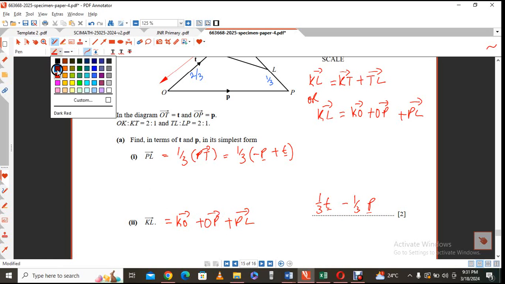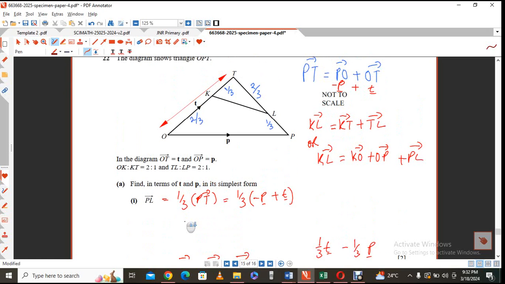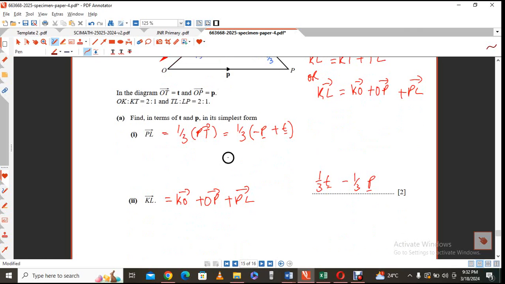So looking at my diagram, what is KL? Now, let's go back there. KO, that's against the T, minus 2/3 of T. So that will be minus 2/3 of T. And OP, the distance from O all the way to P, is nothing but P. And PL, I got it from my answer here, which is a third of T minus a third of P.